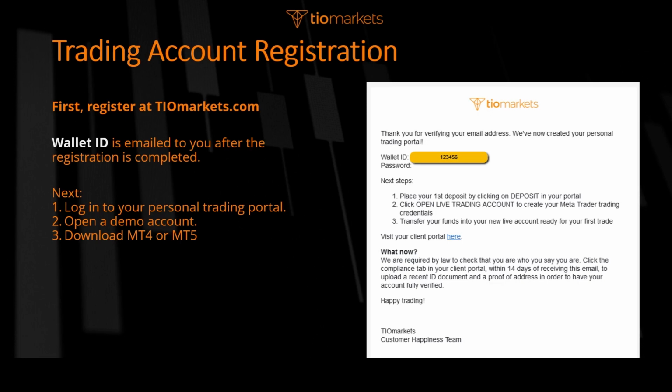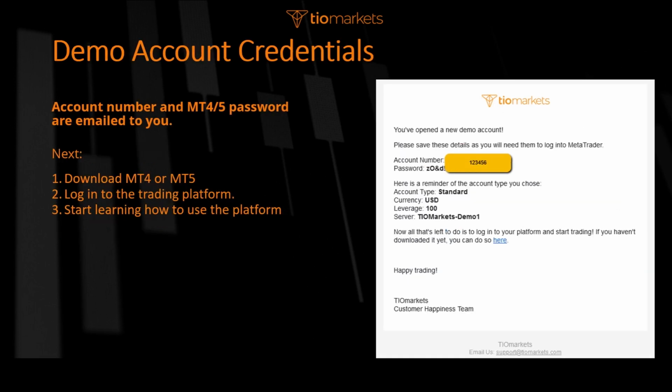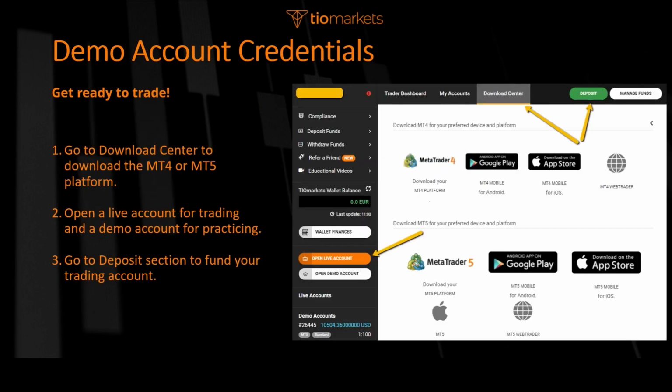Then you need to log into your trading portal. There is a link that you can click, and that takes you there. And then you go and download MT4 or MT5 and start learning how to use the platform if you are a new trader. Once you are inside, or once you have logged in to our client area, there's a couple of things I want to show you.